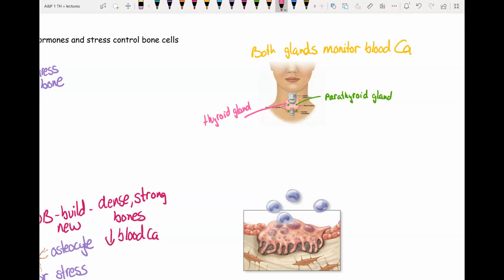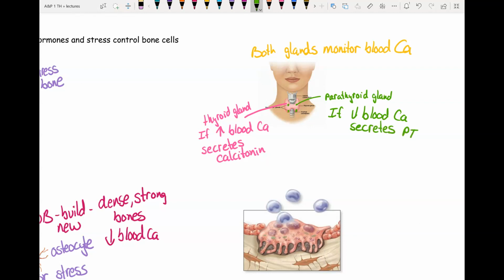The thyroid gland responds if calcium is high. So if you have high blood calcium, then this gland secretes calcitonin. The parathyroid responds when blood calcium is low. Okay, so whenever blood calcium is high, the thyroid responds and secretes calcitonin. Whenever blood calcium is low, the parathyroid responds and secretes PTH.